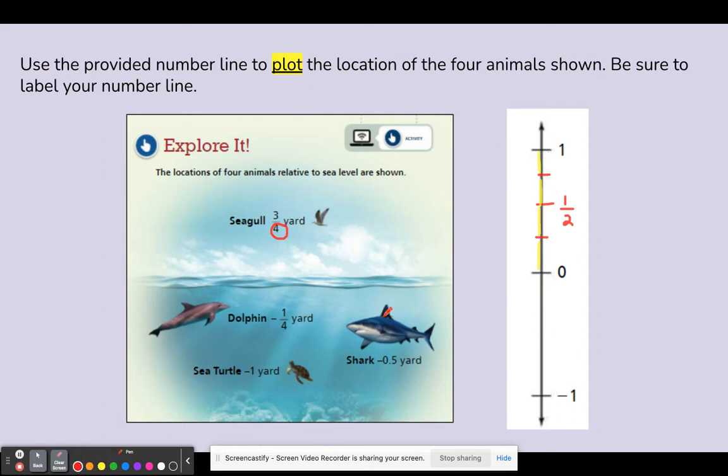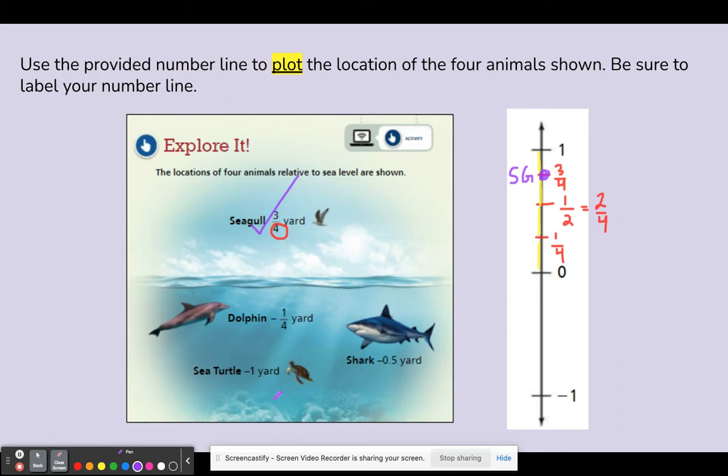So I'm going to label those tick marks. This is 1 out of 4. This one is 2 out of 4, which we know simplifies to 1/2. And this is 3 out of 4. This one would be 4 out of 4, which is a whole. So now that I have my tick marks created, I can go back to my seagull. It is the 3rd out of the 4. It's 3/4 the way above 0. And I'm going to label that with an SG for seagull. All right, we got that bad boy done.